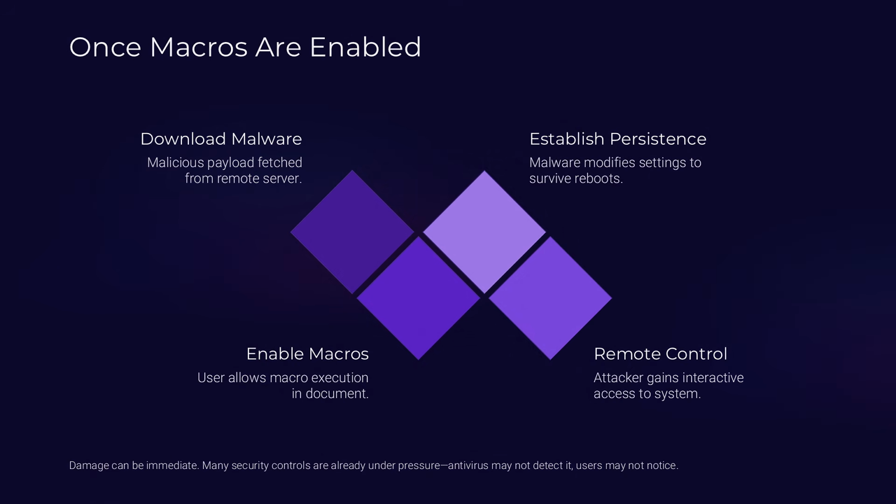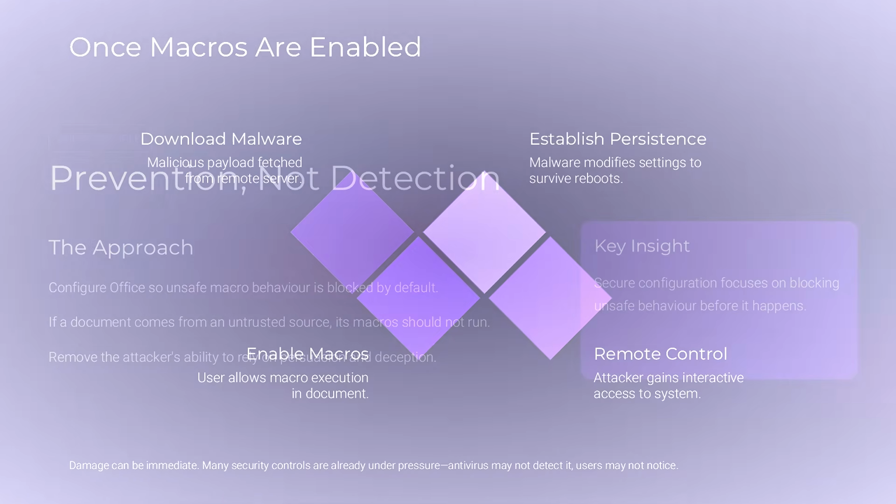Once macros are enabled, the damage can be immediate. The macro may download additional malware, establish persistence, steal credentials, or give the attacker remote control. At that point, many other security controls are already under pressure. Antivirus may not detect it. Users may not notice anything wrong. The attacker quietly moves on to the next stage of the attack.